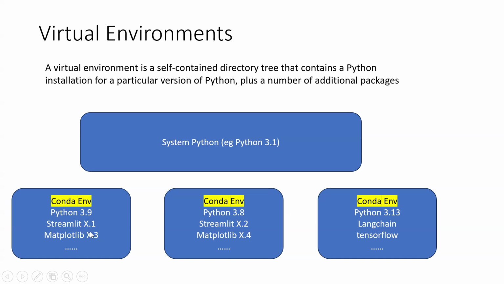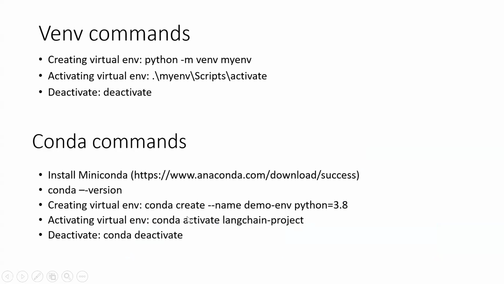If I use the same environment and I upgrade Streamlit from X.1, I say pip install upgrade Streamlit, then it will upgrade it to X.2. But at that point of time, my first project will stop working. It will see some conflicts. So in order to segregate the dependencies, I will create different virtual environments for each project, so that they don't interfere with each other.